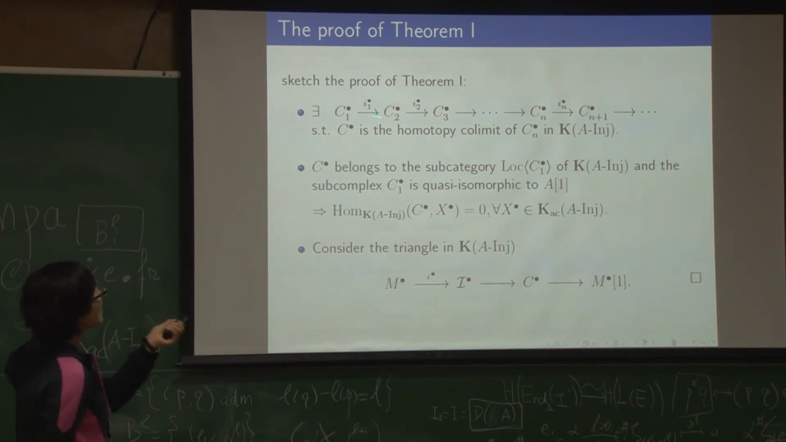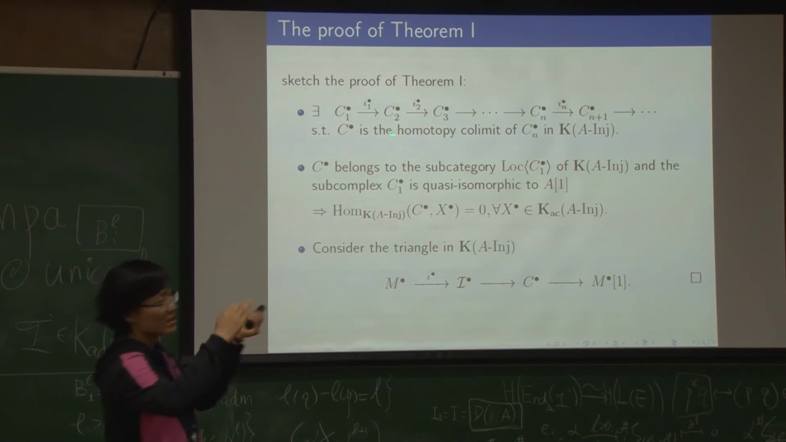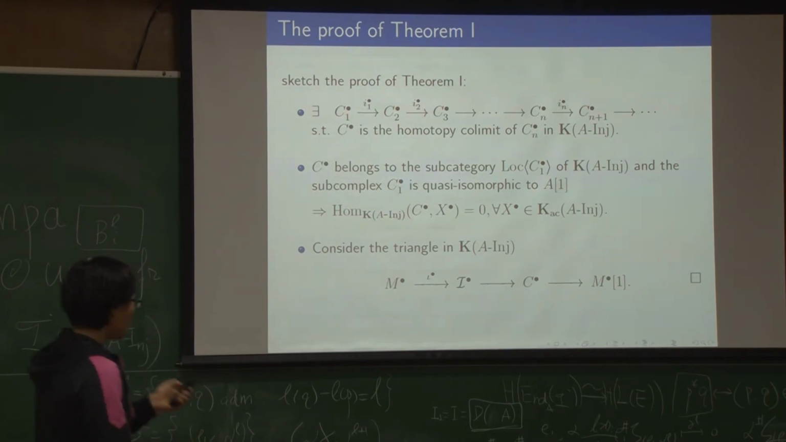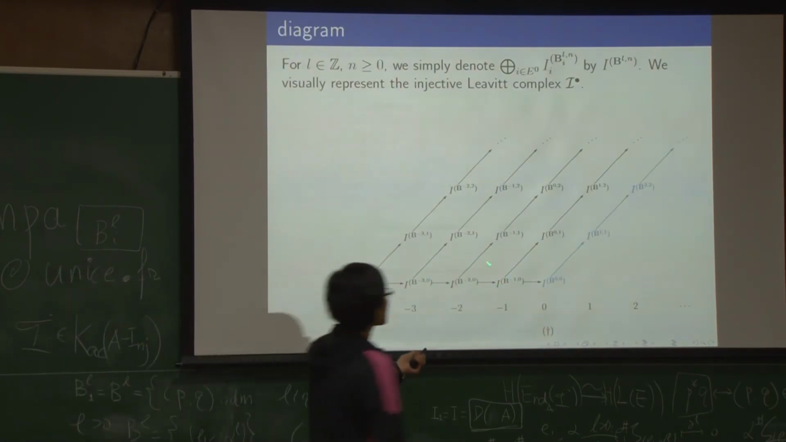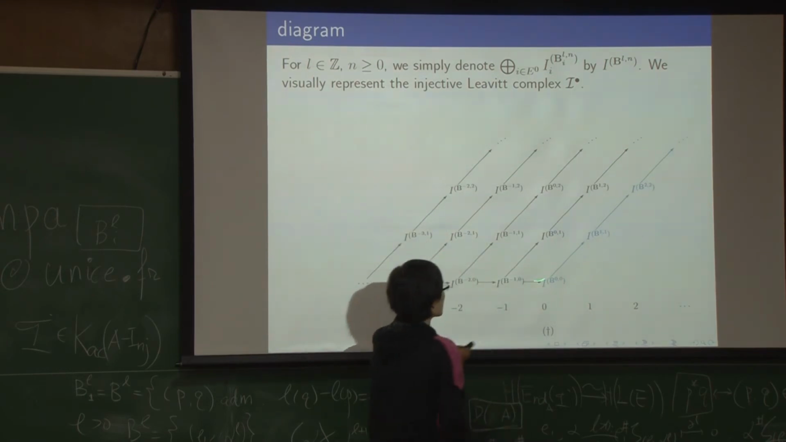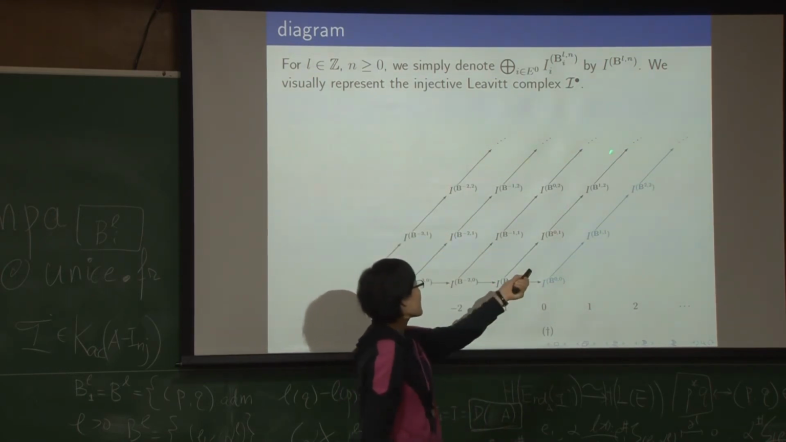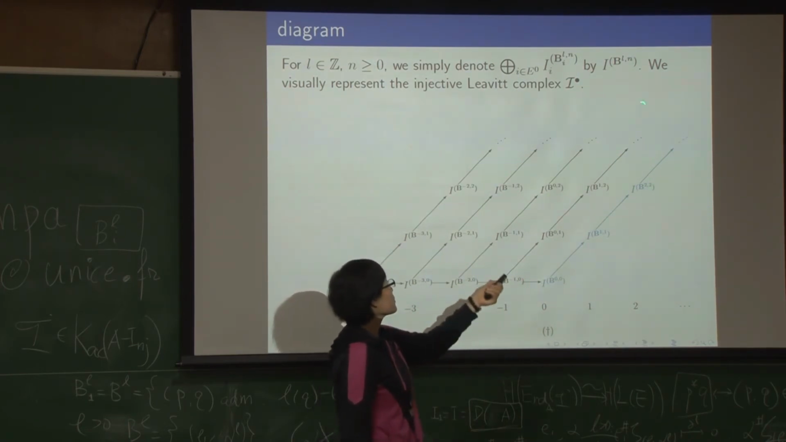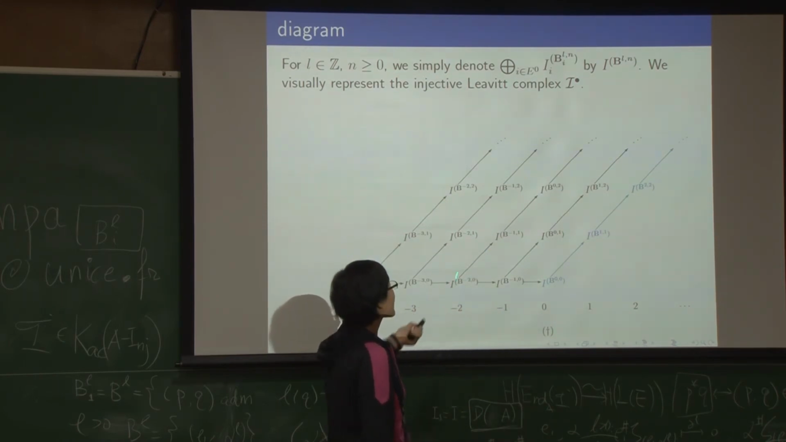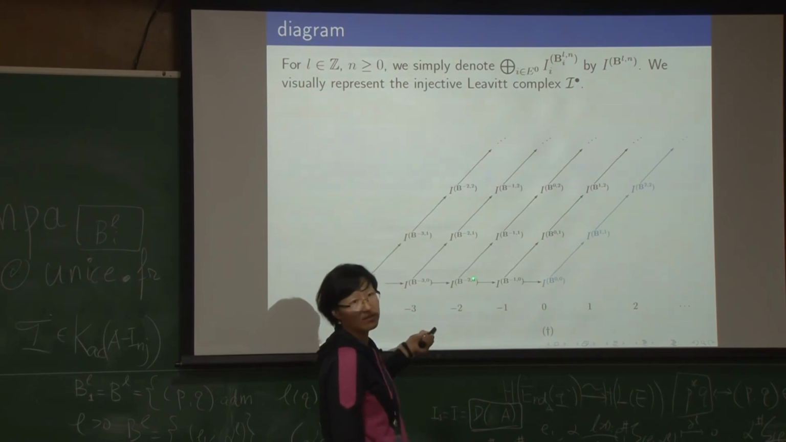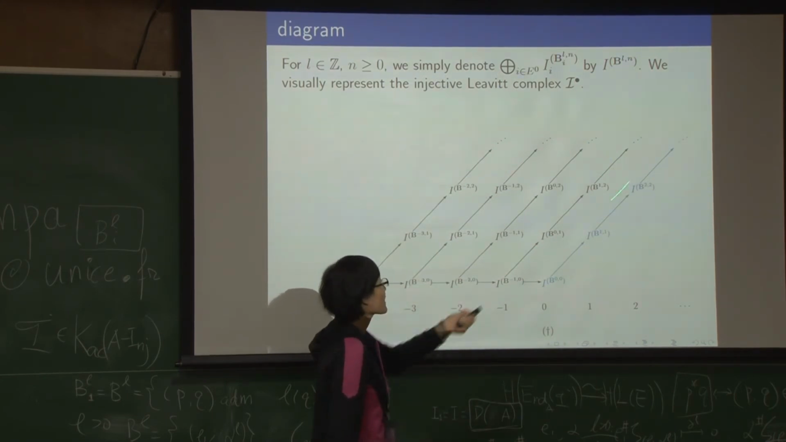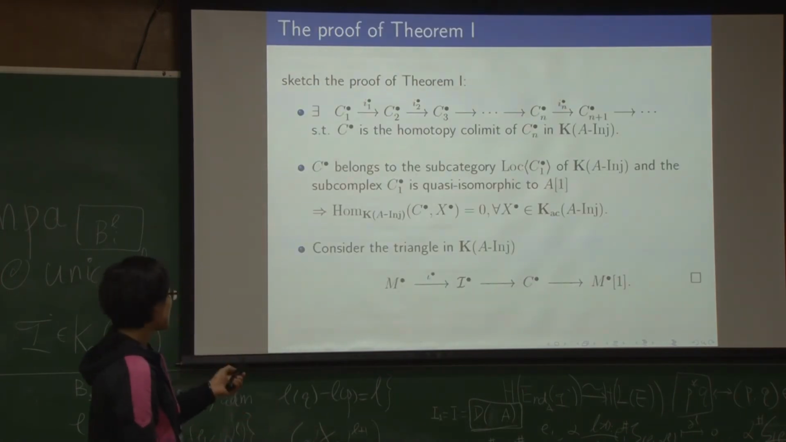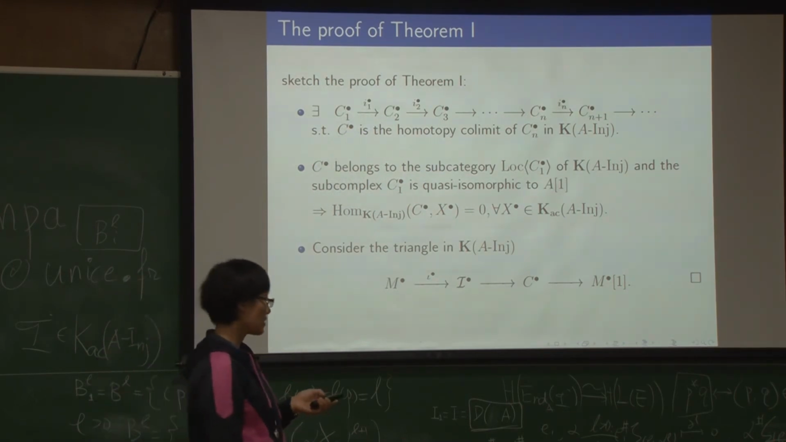The coconut complex is a union, a limit, of these subcomplexes. In fact, we can see the subcomplexes from here. Remember, we just look at the black lines. The first black diagonal line is the first subcomplex C1. Then these two diagonal lines give us the second subcomplex. We can continue on and get subcomplexes of the coconut complex. Using this and considering this triangle, we can prove that it's a compact generator.